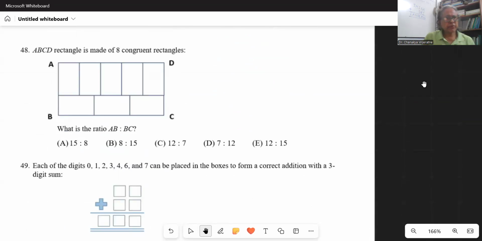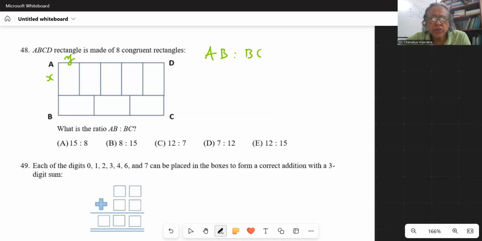ABCD rectangle is made of 8 congruent rectangles. What is the ratio AB to BC? So it is better that we label the sides of this rectangle, right? The smaller one, right? Let's say this has X and this has Y. The shorter side is Y, the longer side is X, and AB to BC.